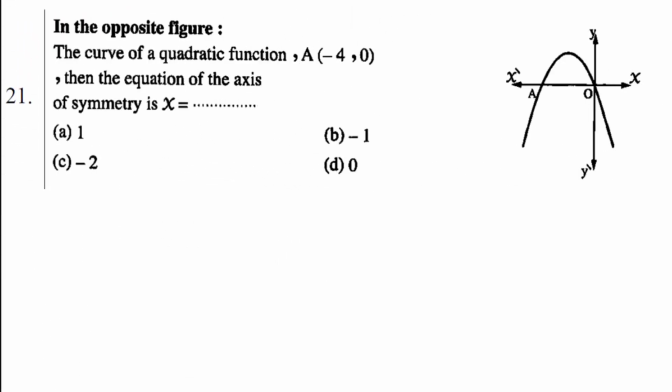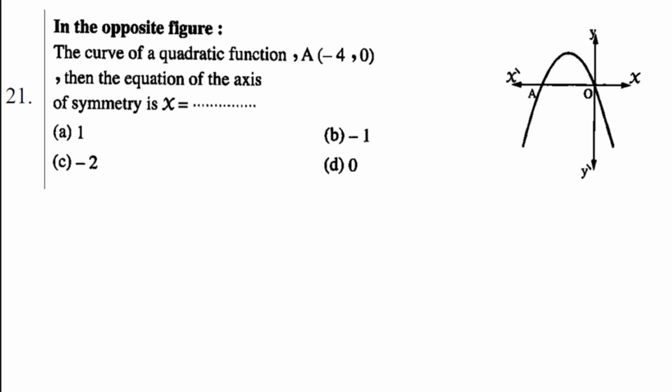Look at number 21. In the opposite figure, the curve of the quadratic function, it's a parabola. We have A equals negative 4 and 0. A is negative 4 and 0. We can deduce that OA equals 4 units. Then the equation of the axis of symmetry is x equals what? To find the equation of the axis of symmetry, guys, you must find the vertex of the curve.